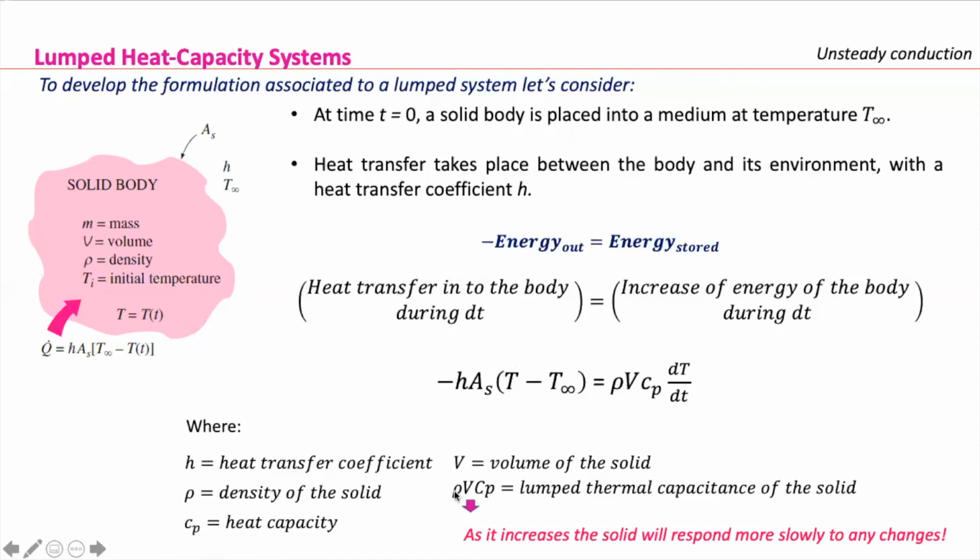And very important, this term, rho V Cp, is named the lump thermal capacitance of the solid. As this term increases, the solid will respond more slowly to any changes. That's why that term is separated, okay? So again, the bigger this rho V Cp, the slower the body will respond to changes.